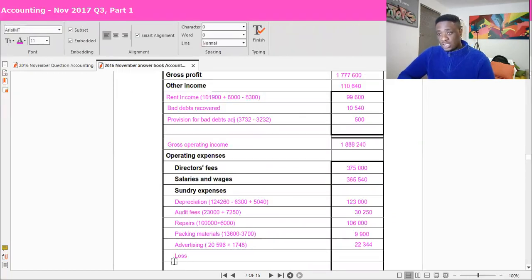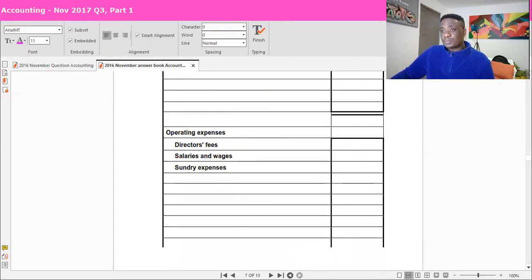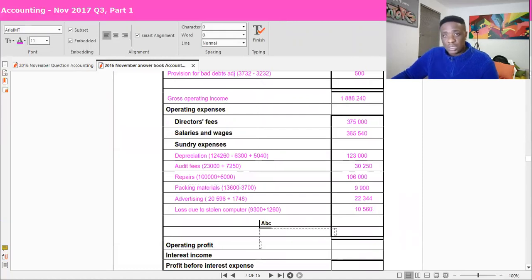So we have a loss due to stolen computer. We have the 9,300 as it is given, and on top of that we just need to top it off with the 1,260 because of that miscalculation in the depreciation amount. And then we'll have a total of 10,560.